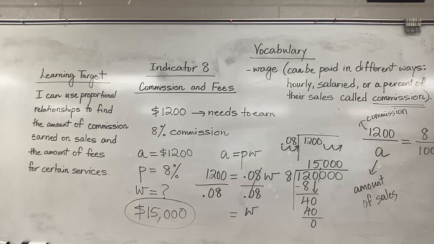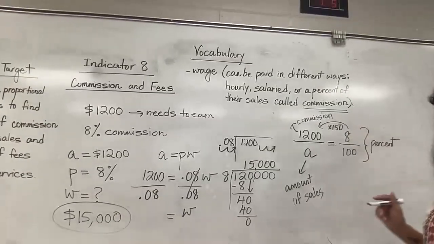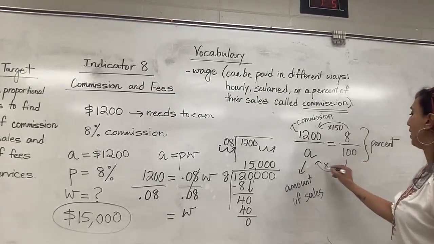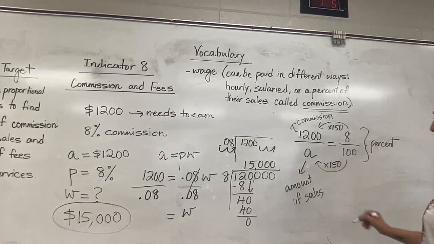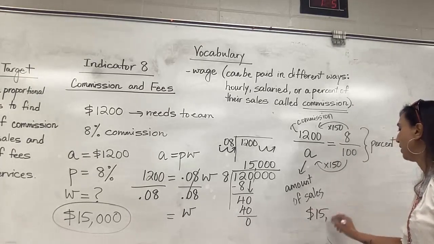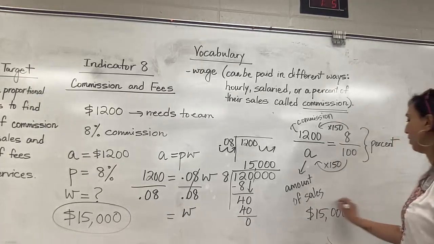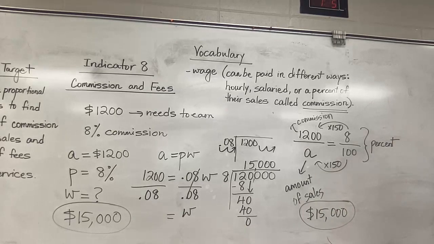Okay. And so if I look at this, I know that 8 times 150 gives me 1,200. So whatever I do to the numerator, I've got to do exactly the same thing to the denominator. And 100 times 150 is going to give me $15,000, which is the amount that he needs to sell. Caleb needs to sell $15,000 to earn a $1,200 commission.